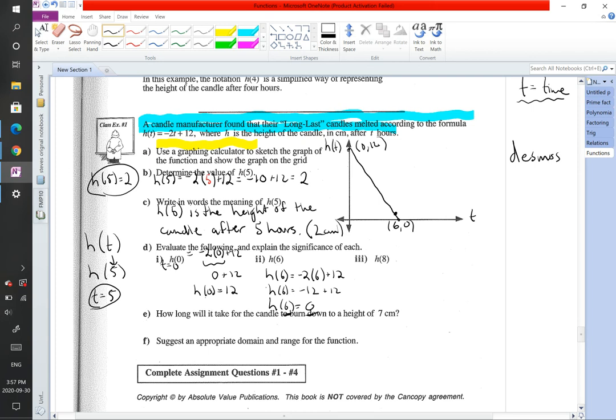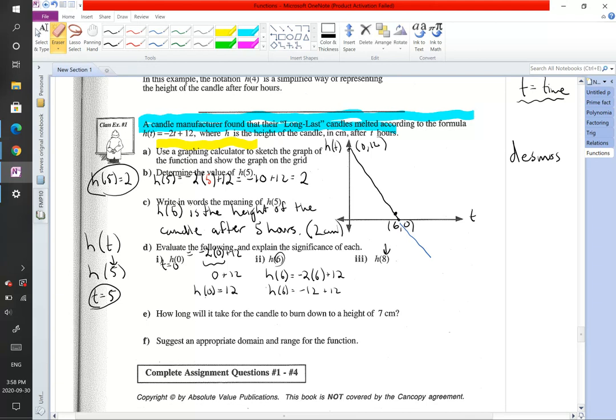We know that if 6 is the max amount of time, h of 8 ends up giving us a negative number because that line does technically keep going, but it doesn't really have any meaning in the context of this problem because you can't burn to a negative height, if that makes sense.